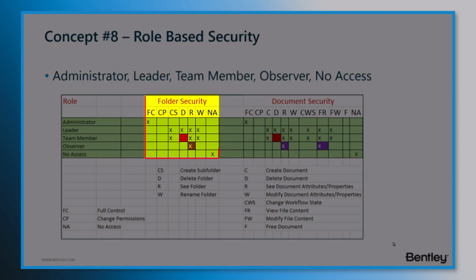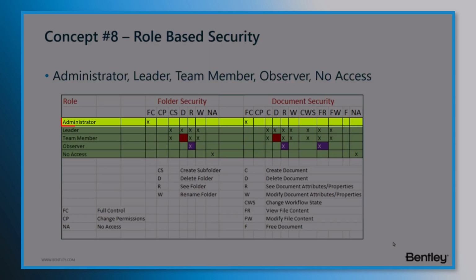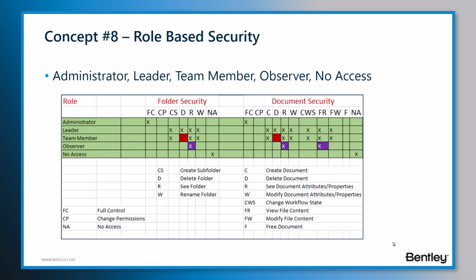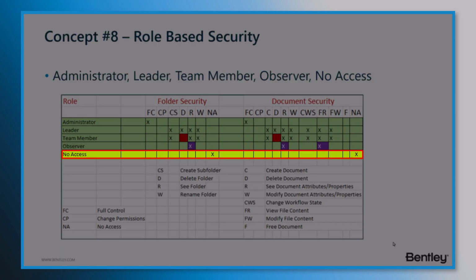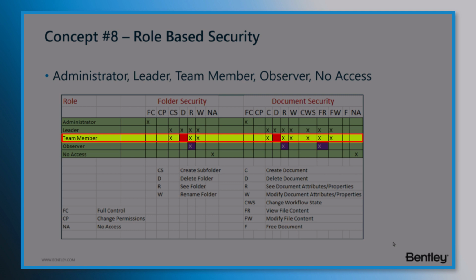Here are the folder permissions, and on the right are the document permissions. If we have been assigned as an administrator, we will have full control on both the folder and document permissions. If we have been assigned as no access, then we will have no access to the folders and no access to the documents. If we have been assigned as a team member, we will be able to work on the folders and documents, except deleting them, and we cannot set permission for selected work area and documents.